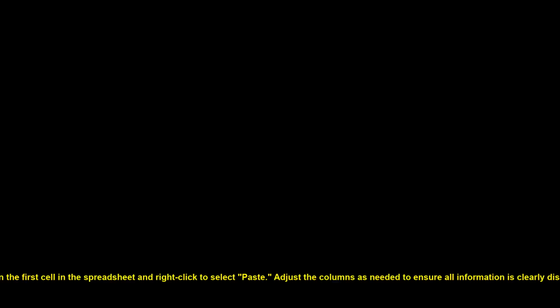Adjust the columns as needed to ensure all information is clearly displayed. Add headers to each column for clarity, such as job title, company, and link. Repeat this process for any additional saved jobs or alerts you want to transfer.